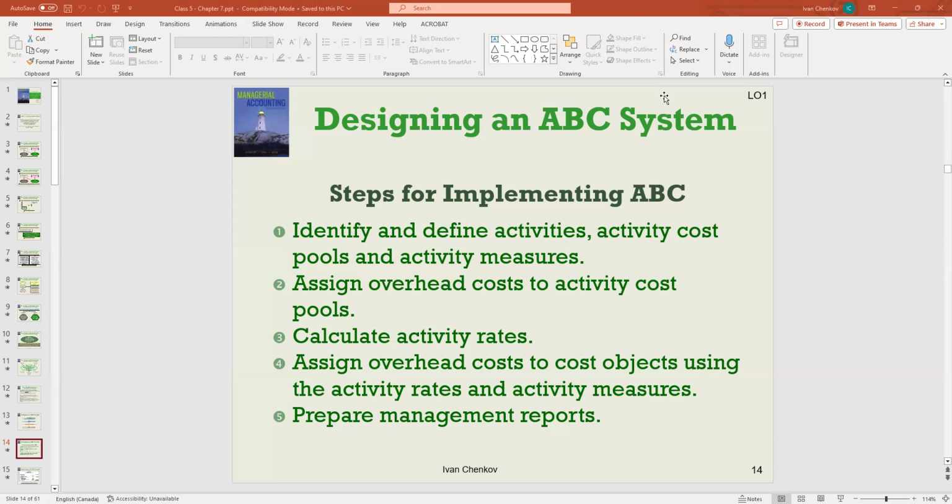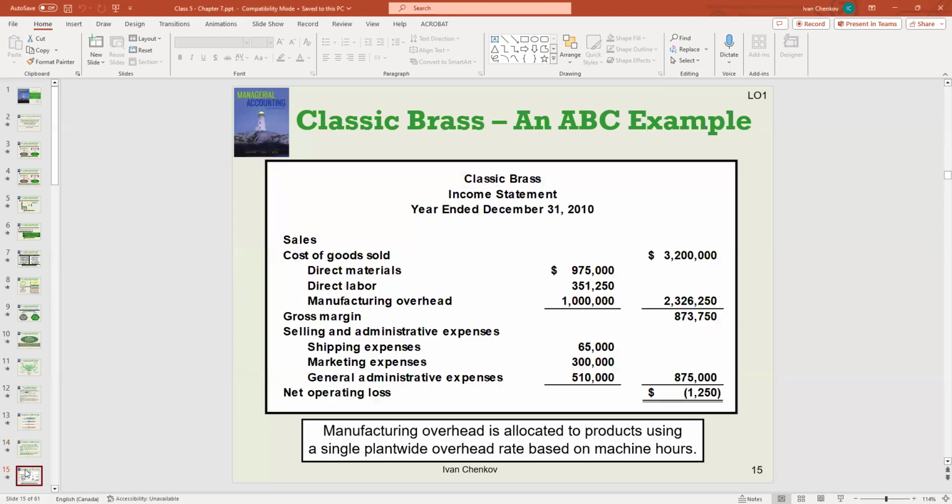So let's see how they're doing it here and what exactly this is about. This company, as you can see, prepared this traditional income statement.